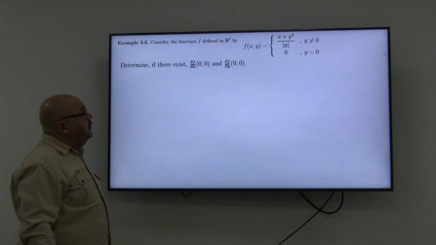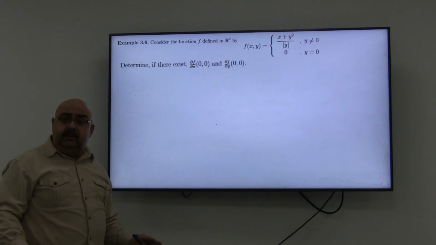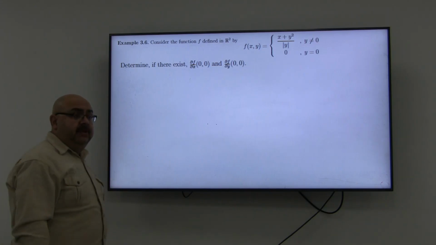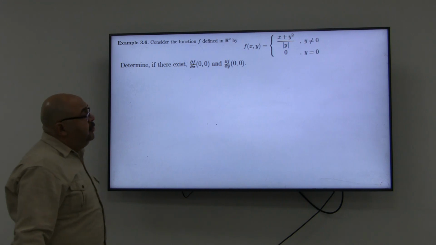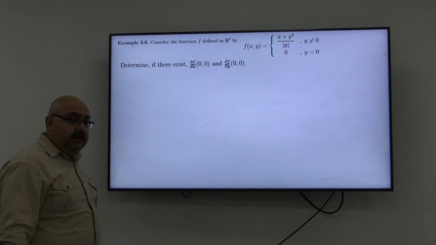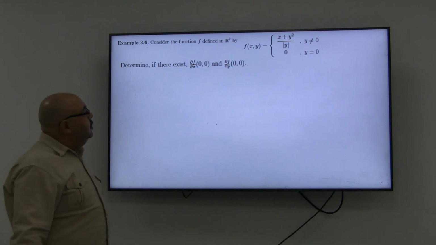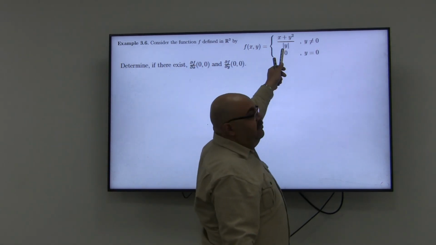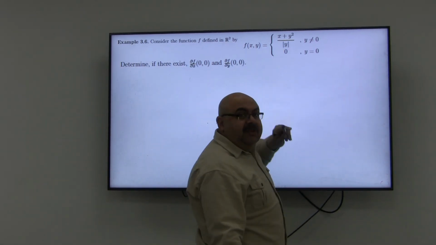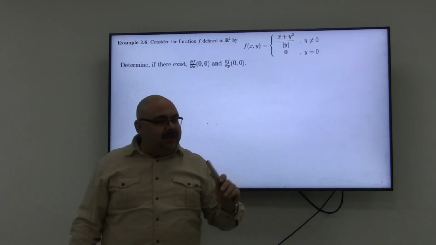For this problem, no, I will have to stop a little bit. Why do I have to stop? Because you have a function which is defined on more than one domain, not just only this, but also you have an absolute value, which is the absolute value of y. In this case, I will need to use the definition.